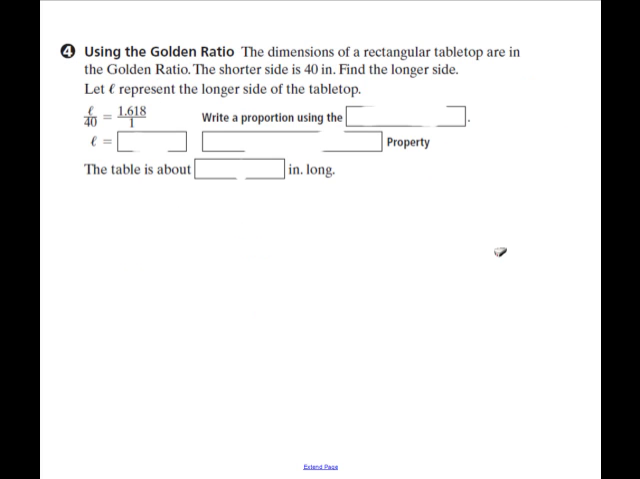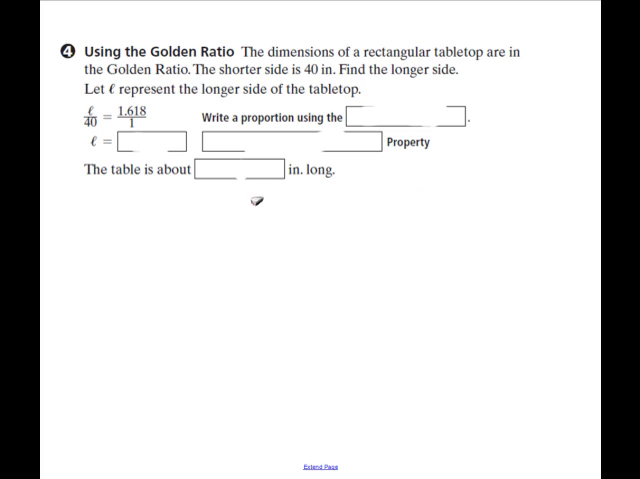All right, and then one last example problem before I set you loose on the quick checks. We can see we're going to be using the golden ratio, so we could look back into our notes to remind ourselves that the ratio is 1.618 to 1, although they do give it to us right here as well, so we probably don't need to go back in our notes. It says the dimensions of a rectangular tabletop are in the golden ratio. The shorter side is 40, find the longer side. And they tell you to let L represent the longer side.